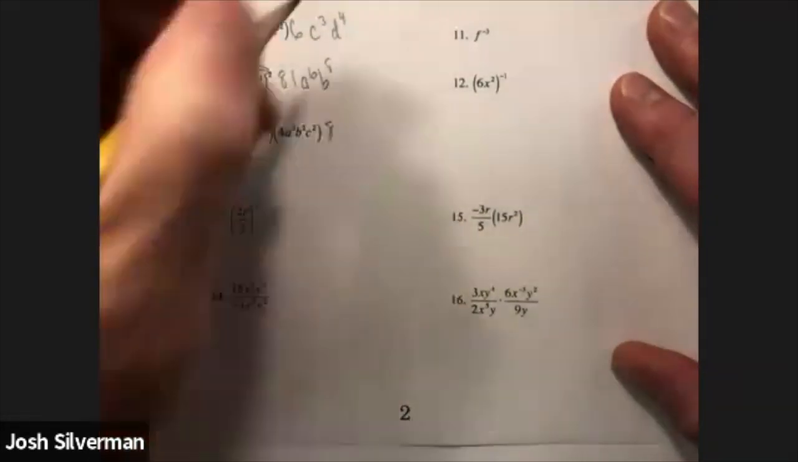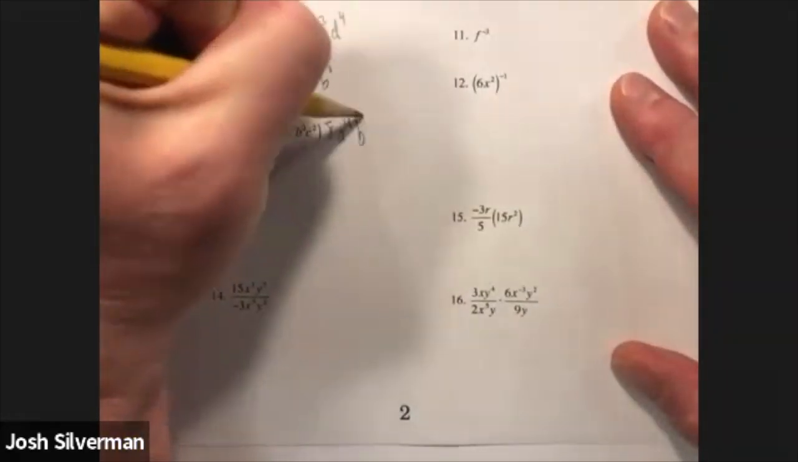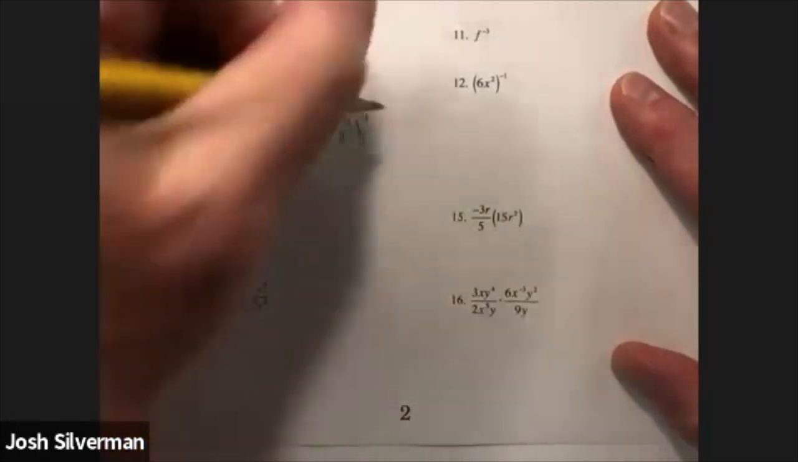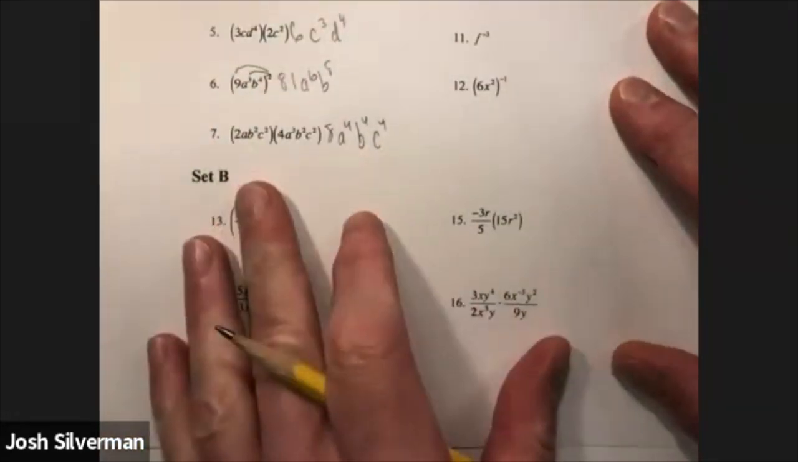A times a to the 3rd, a to the 4. B squared times b squared, b to the 4. C squared times c squared, c to the 4. 8, a to the 4, b to the 4, c to the 4.